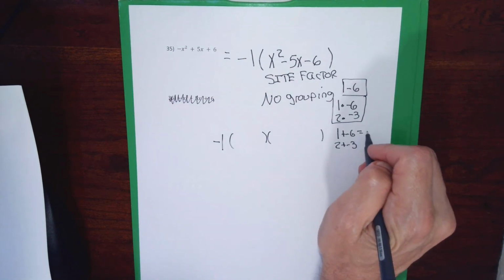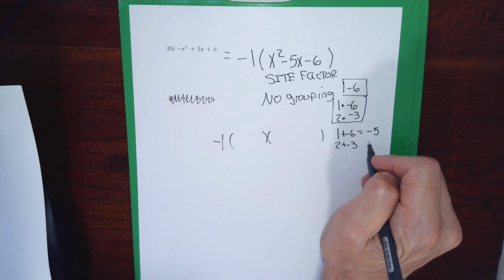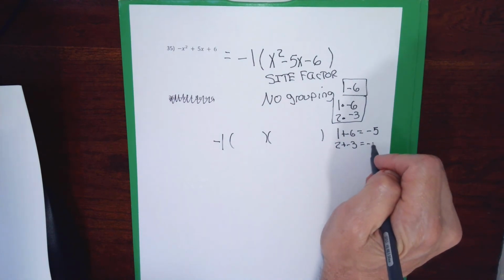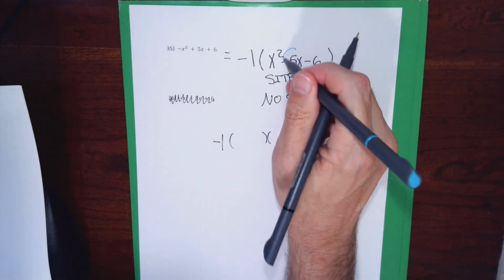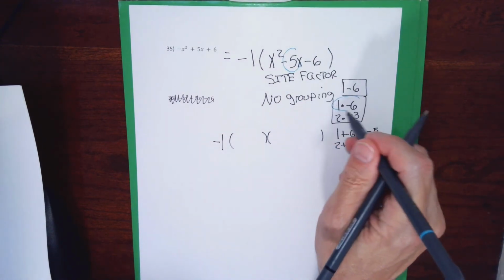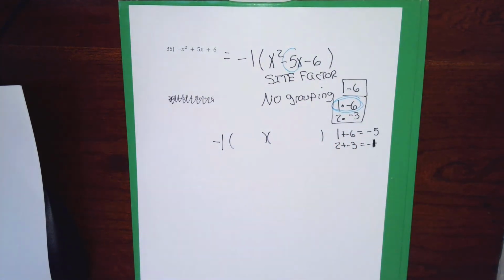Numbers have opposite signs, so I subtract. 1 plus negative 6 is negative 5. 2 plus negative 3 is negative 1. I'm searching for a negative 5, so the pair that I need are 1 and negative 6. Those are the numbers that are going to end my parentheses.